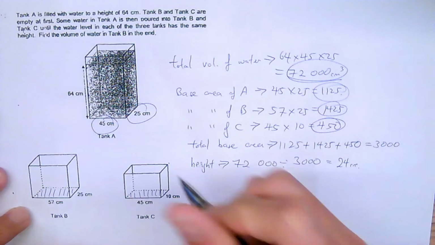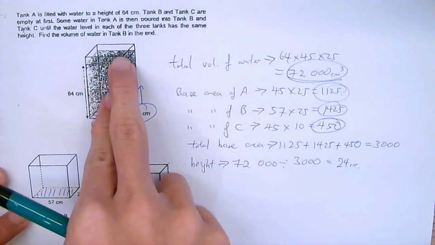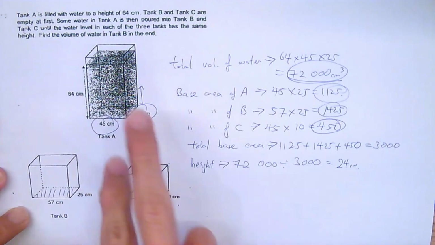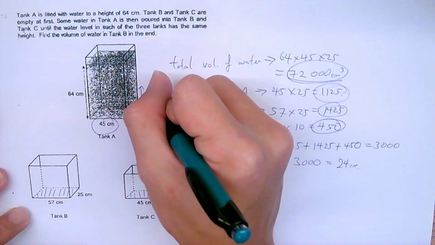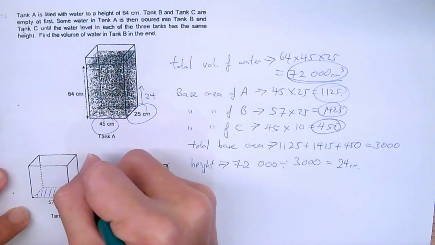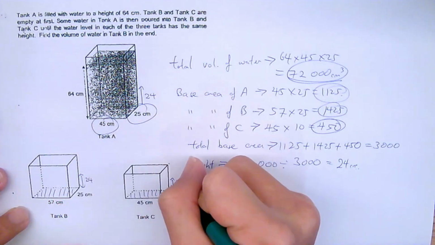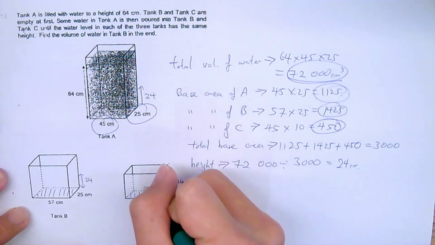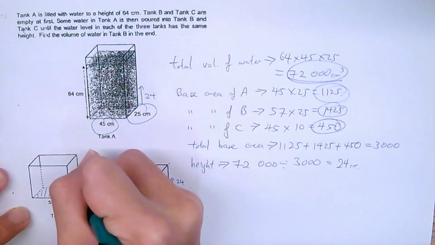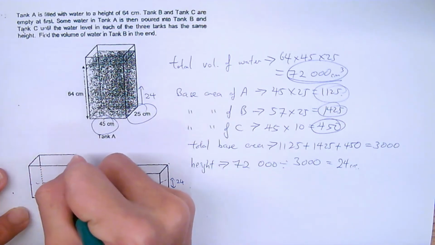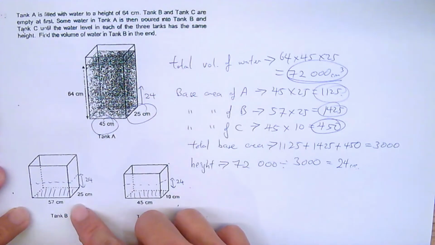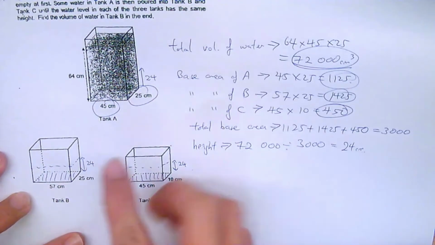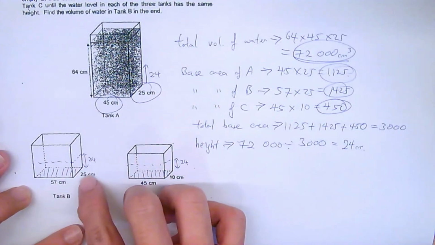Now, this 24 cm means that after this amount of water has been poured into here and left some over here, all of them have the same height. So this will be 24 cm, this will be 24 cm, and this will be 24 cm of water level. Then I ask, find the volume of water in tank B in the end. Simple, right? Because you've got the water level, you've got the breadth, you've got the length.